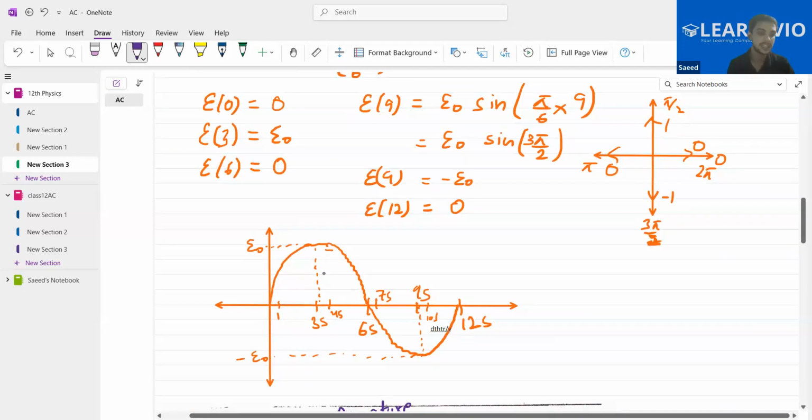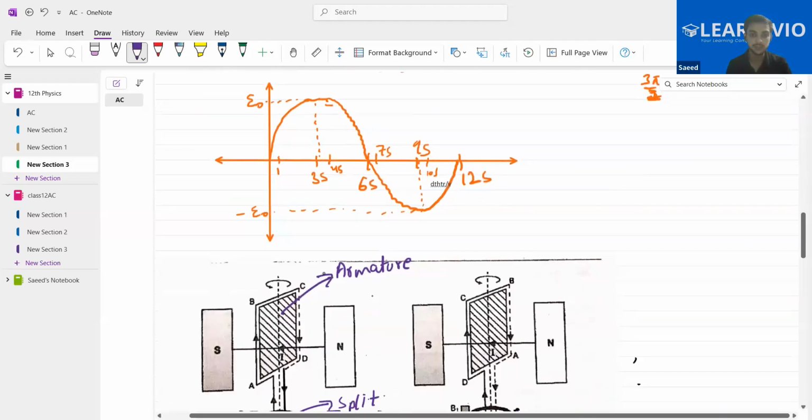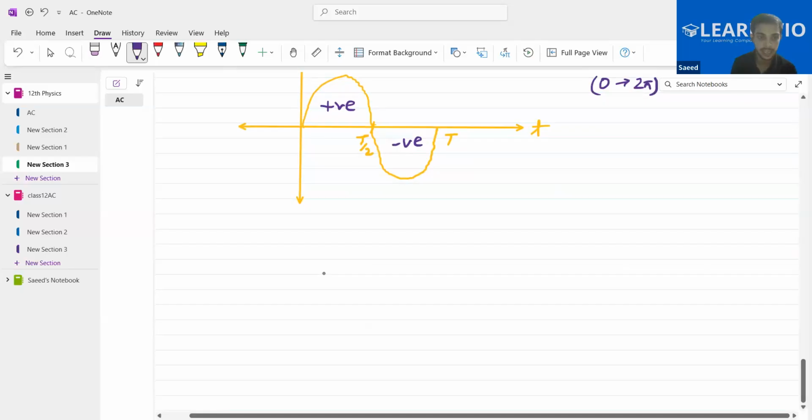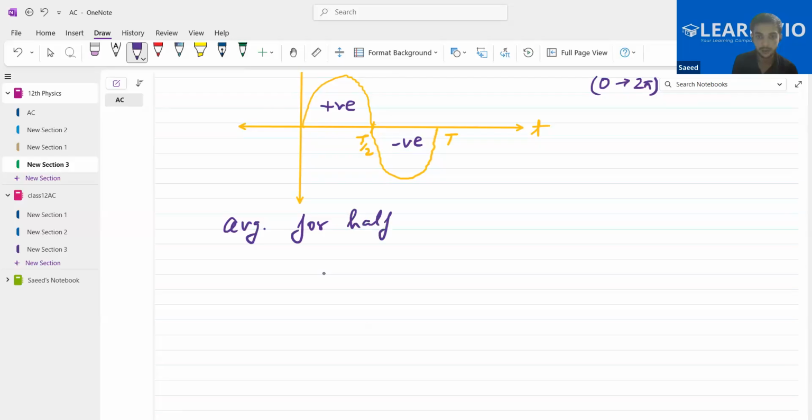But we can't define anything to be 0. So that is why we define it for half of the cycle. We define average for half of the cycle. Average for the half of the cycle will definitely be counted only for the positive one.